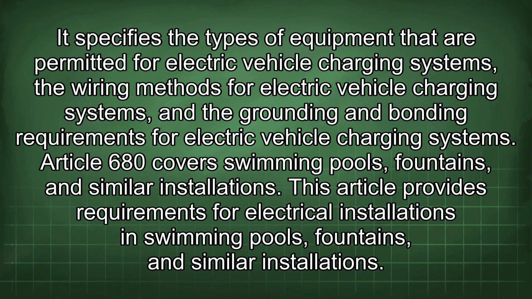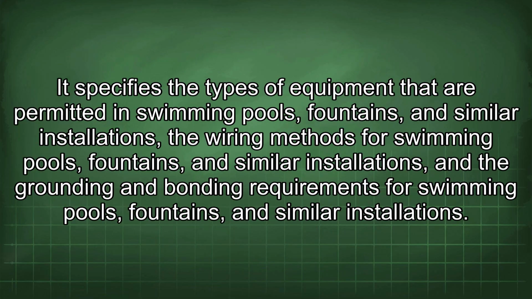Article 680 covers swimming pools, fountains, and similar installations. This article provides requirements for electrical installations in swimming pools, fountains, and similar installations. It specifies the types of equipment that are permitted in swimming pools, fountains, and similar installations, the wiring methods for swimming pools, fountains, and similar installations, and the grounding and bonding requirements for swimming pools, fountains, and similar installations.